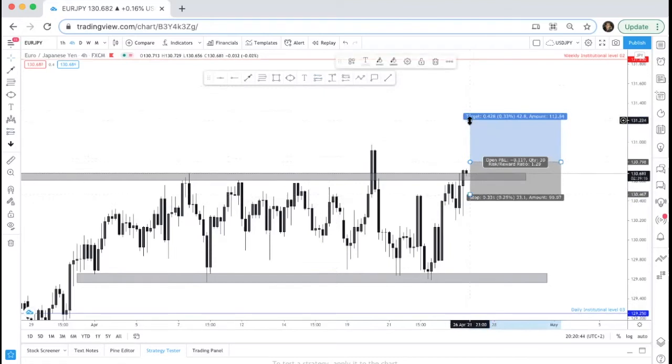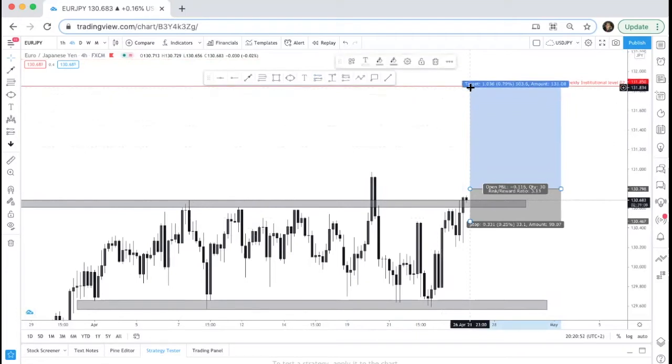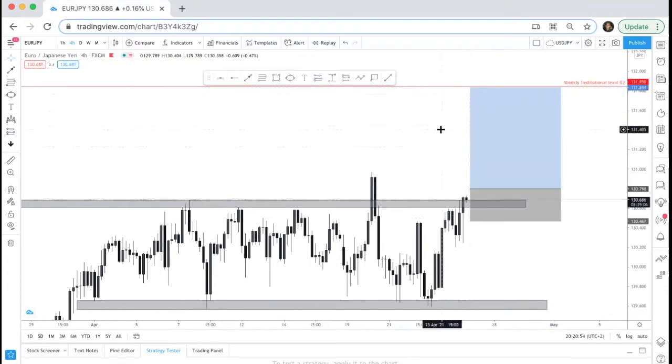Stops will be just below, and if I can get targets back to that weekly level right there, give me a little bit more than a 1 to 3 risk to reward, that's good enough for me. I'll be looking for something like that on EUR JPY. If I drop down and look at the next pair that we have available, let me just close this.